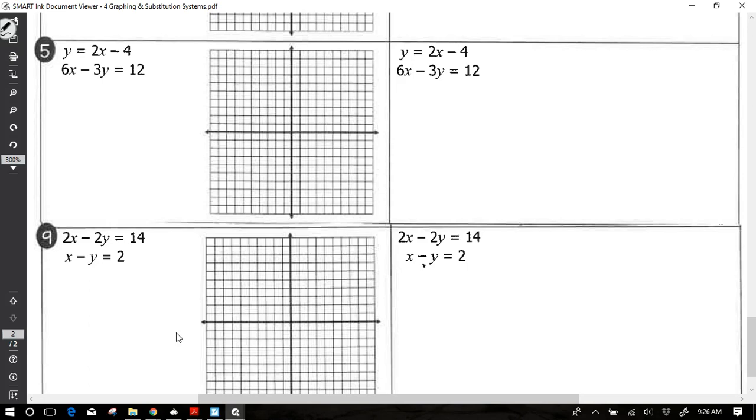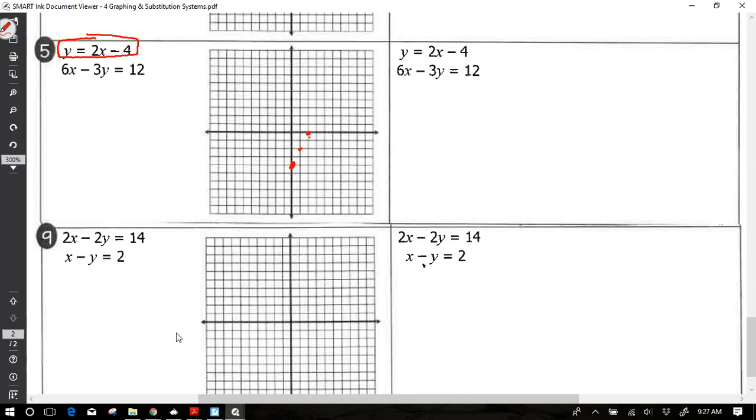What we're going to do first is we're going to do the graphing method for number 5. So I have my red equation right here, and it already is solved for y equals. So I'm going to go ahead and graph it. On my graph, I'm going to go down 1, 2, 3, 4 on the y-axis, and then my slope is 2 over 1. So up 2 over 1, up 2 over 1.